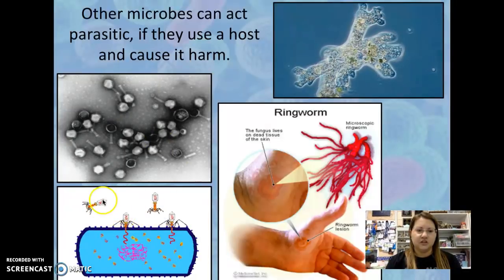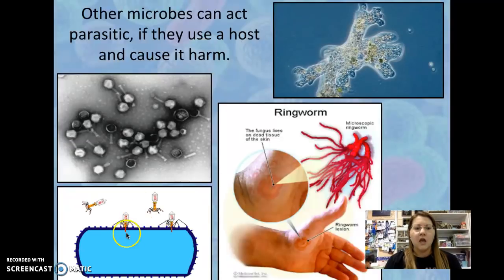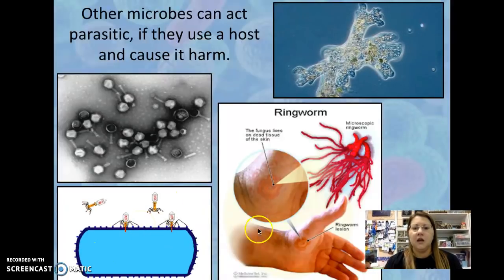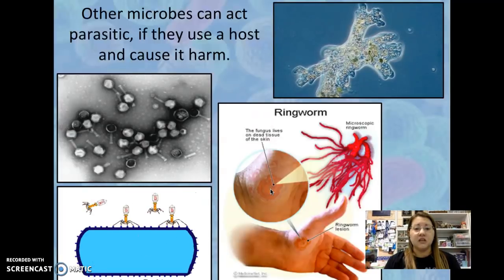So these bacteriophages, which are viruses that infect bacteria, so even bacteria can get diseases. It causes harm to the host cell, and eventually the host cell, in this case, is going to rupture. You may have heard of ringworm. Ringworm is a fungus. It's not a worm, it's a fungus. And it also acts parasitic.